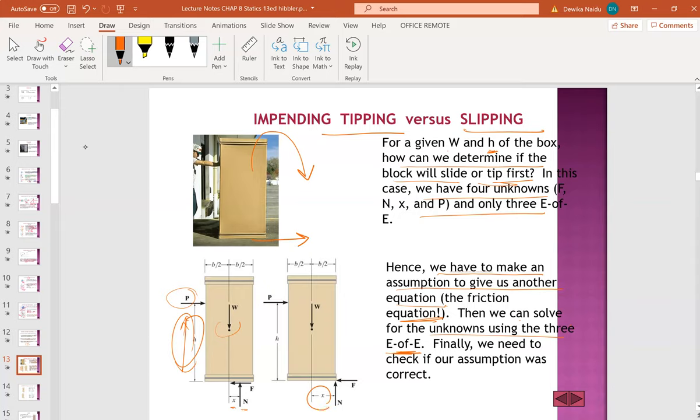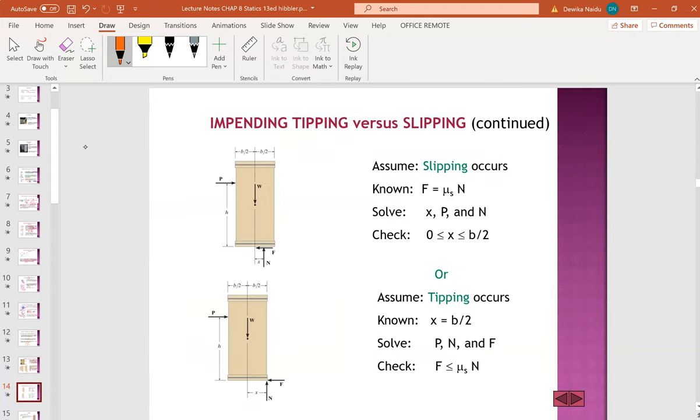So remember, the most important key point is actually the x. If the x is greater than half of this, then the box will tip. Do not worry so much. I'm going to show you an example shortly, and you will understand even better. So this is a summary.